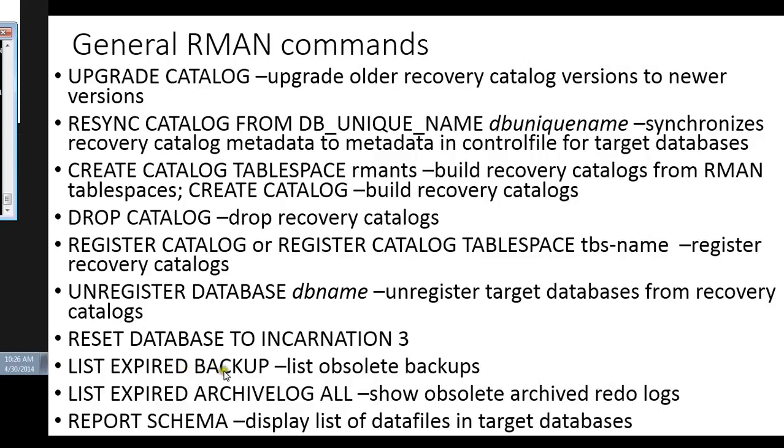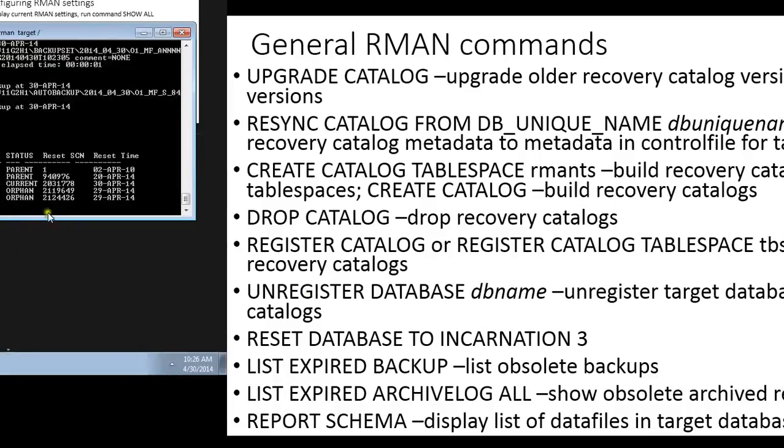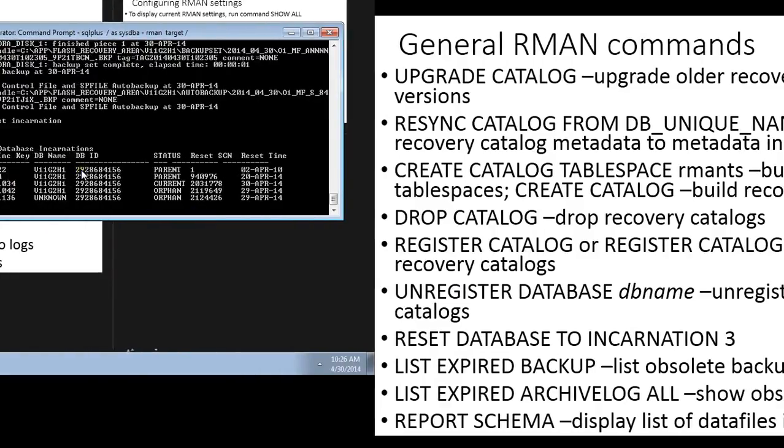And then you also have list expired backup. Basically, this just lists out the different obsolete backups. I ran this command earlier, and I didn't have any obsolete backups because of my configuration to make my backups obsolete. All of my backups are recent. My configuration I think is 7 days, and all my backups are within 7 days.